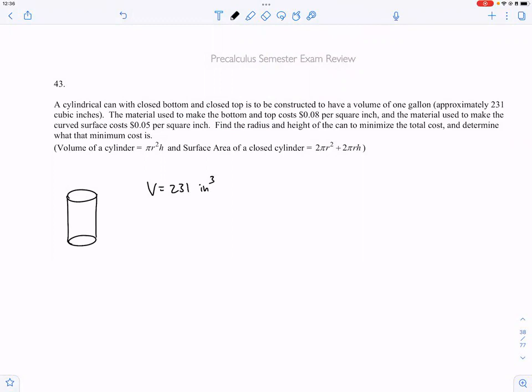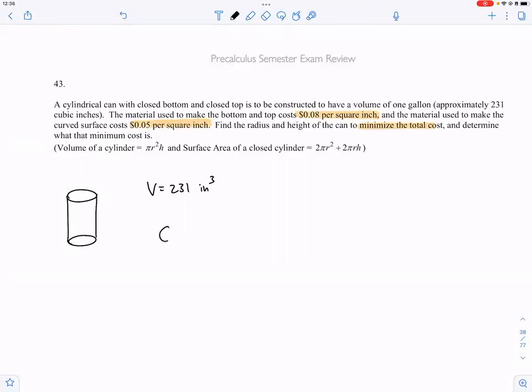The material used to make the bottom and the top costs 8 cents per square inch, and the material used to make the curved surface costs 5 cents per square inch. Find the radius and height of the can to minimize the total cost, and determine what that minimum cost is. Okay, so what you would do is to again create an equation.